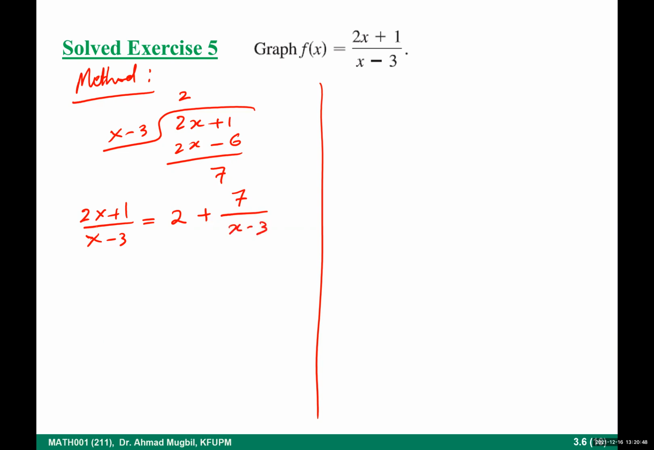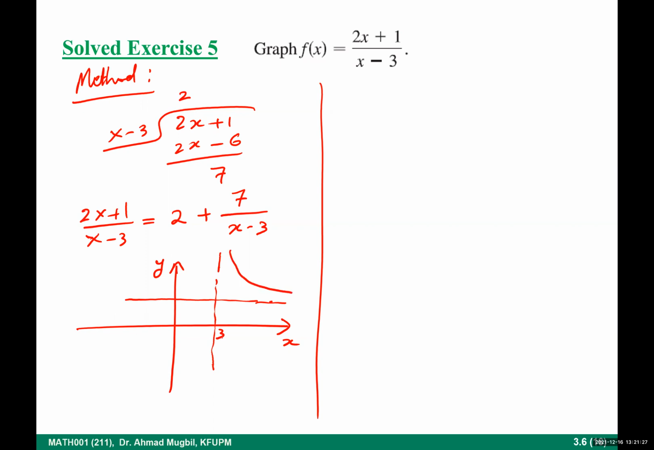So now our function, 2x plus 1 over x minus 3, equals the quotient 2, plus 7 over x minus 3. Now this function is in fact obtained from the graph of 1 over x, but shifted 3 units to the right. So now the vertical asymptote is at 3. And it is vertically stretched by 7, which will not change the main shape of the graph. What is the horizontal asymptote? It was the x-axis. Now it is shifted up 2 units. Is there any reflection? No reflection. So the same shape, just stretched. It will be like this.